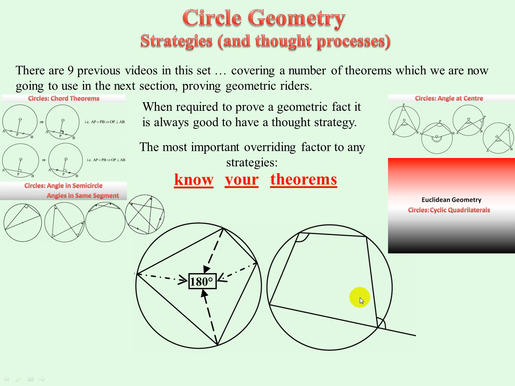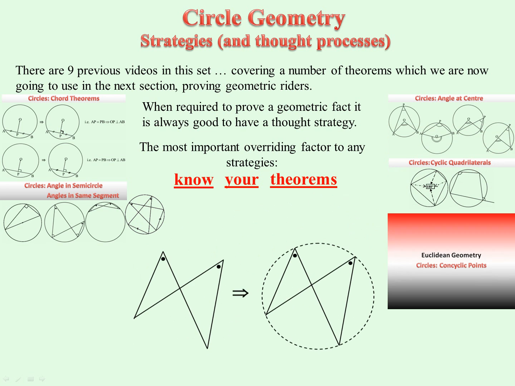Consider this angle plus this angle, 180. This angle plus this angle, 180. Therefore these two must be equal. Exterior angle, cyclic quad. So opposite angle cyclic quad, exterior angle cyclic quad.